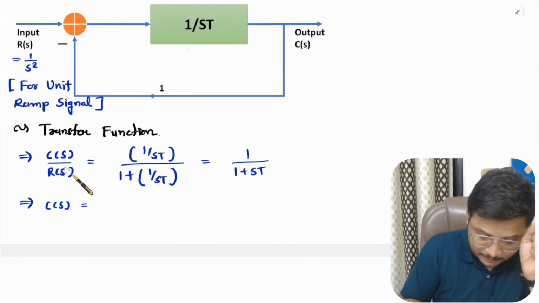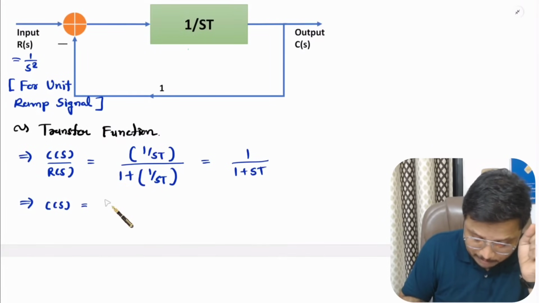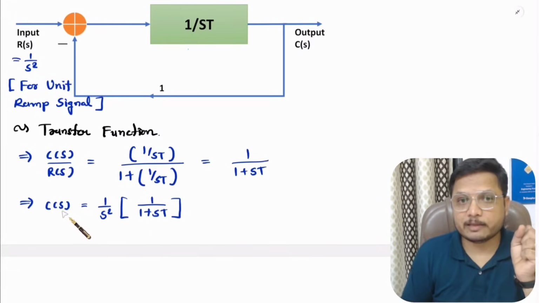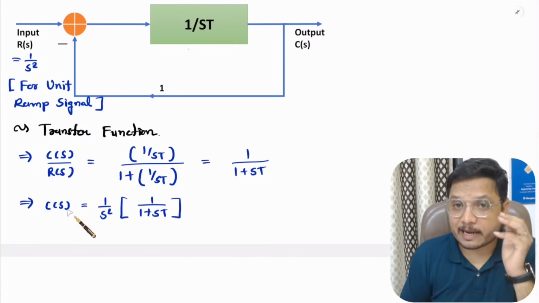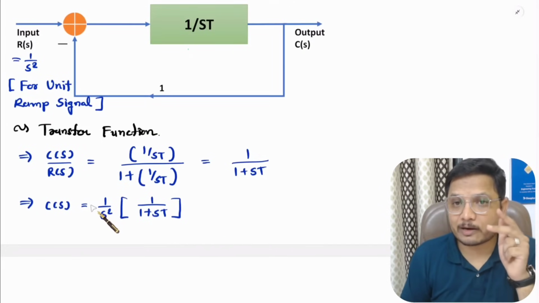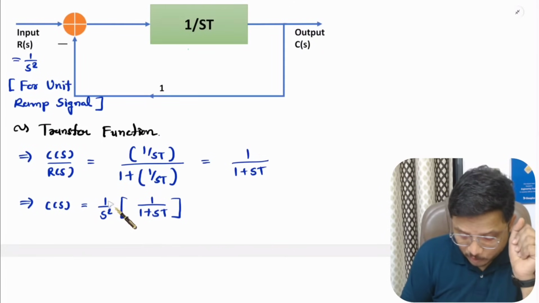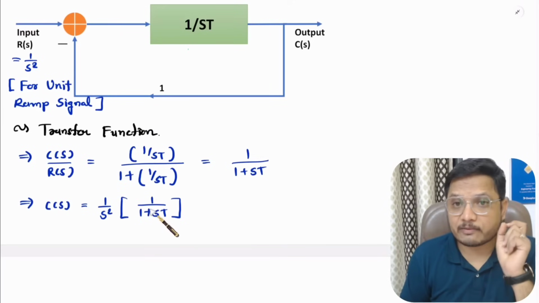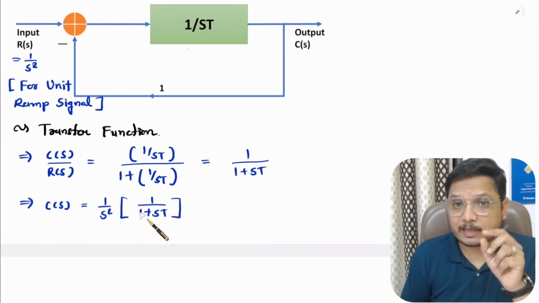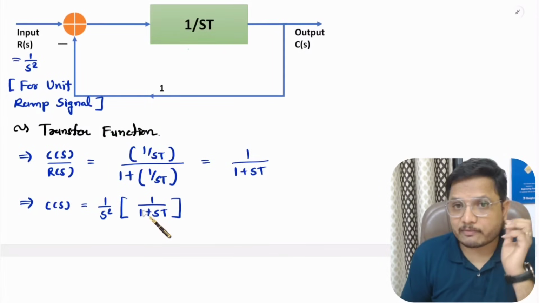Here R of S, that is the input, is 1 by S square for the unit ramp signal. So 1 by S square into the transfer function, that is 1 divided by 1 plus ST. This is the output in the Laplace domain, but we need the output in the time domain. So we need to apply inverse Laplace, but we cannot apply it directly. We need to have this function in addition form, and to convert the given function into addition form, we need to apply partial fraction expansion.